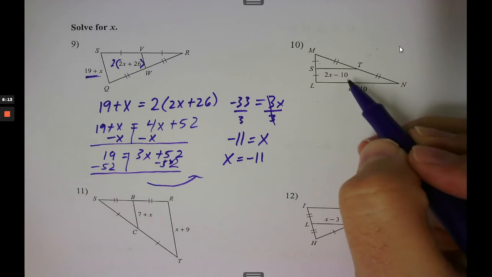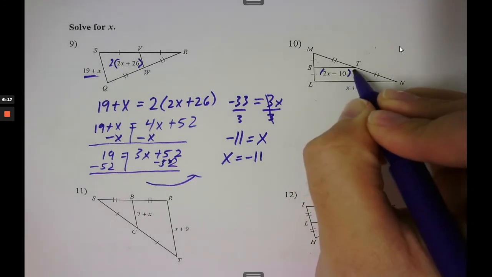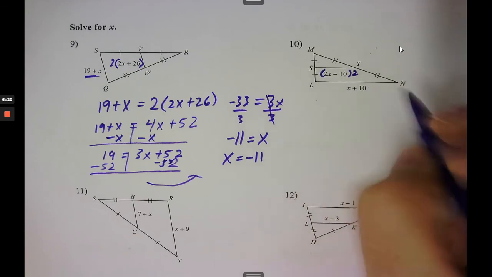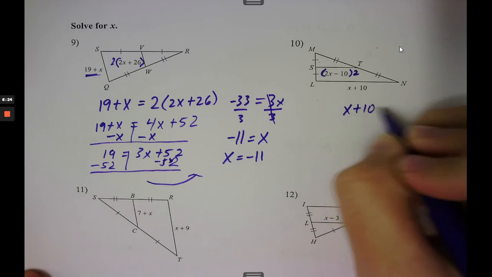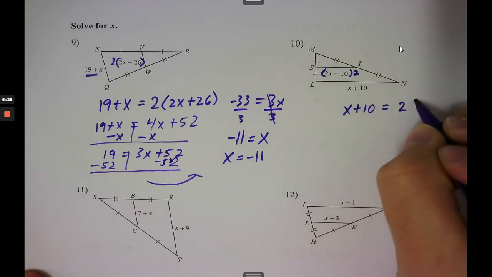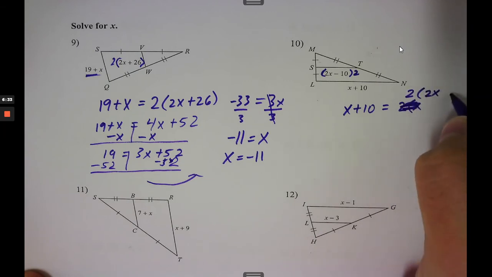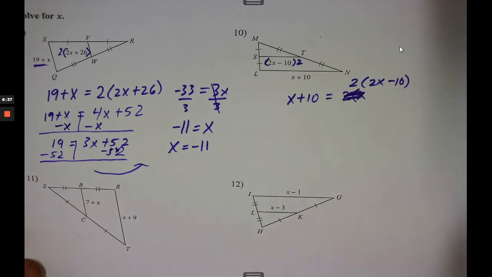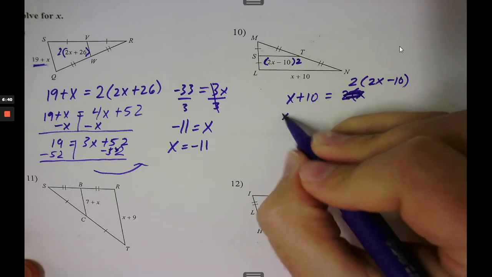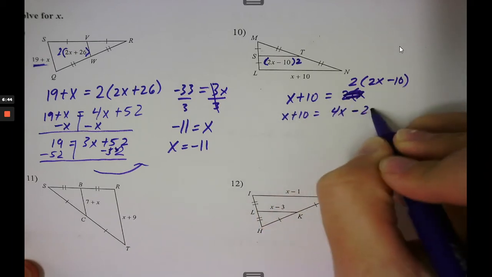Alright, we're going to keep going with those. Same type of problem here. The inner one needs to be multiplied by 2. Okay, you can put the 2 in the front or in the back, doesn't matter. Okay, and then they can be set equal to each other. So x plus 10 equals 2 times 2x minus 10. Okay? So we're going to simplify the right side here. X plus 10 equals 4x minus 20.